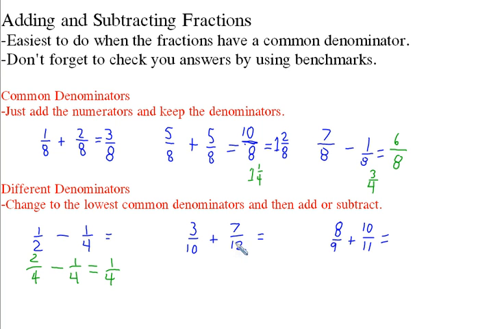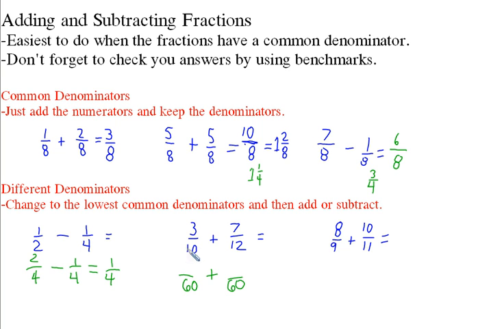3 tenths plus 7 twelfths. If I wanted to, I could go ahead and go through the method of figuring out the least common multiple, which would be 10, 20, 30, 40, 50, 60, and then 12, 24, 36, 48, 60. So I then would realize, well, hey, 60ths are my common denominator. My least common multiple, my lowest common denominator.